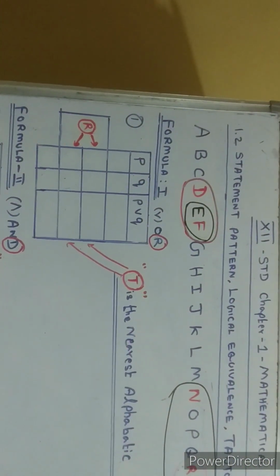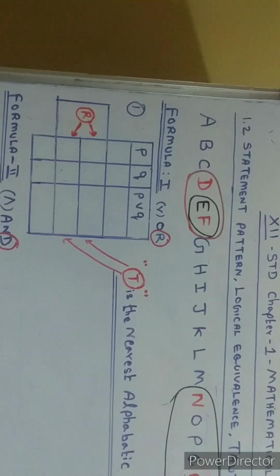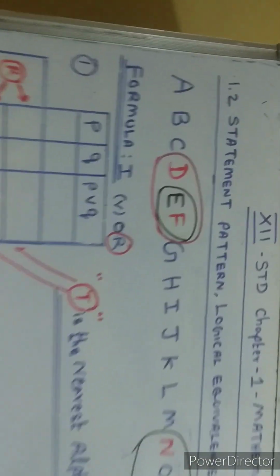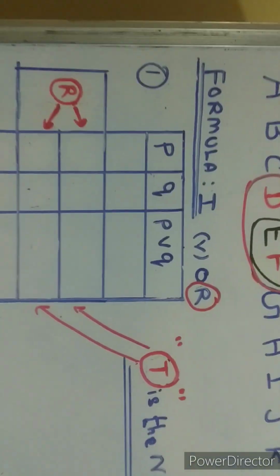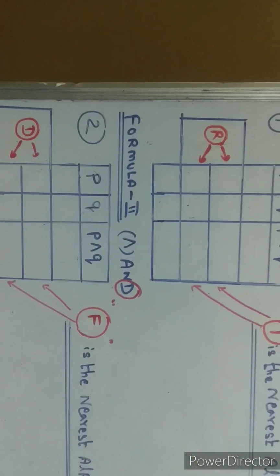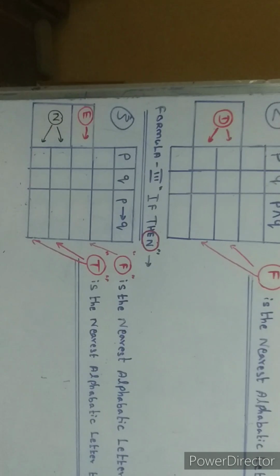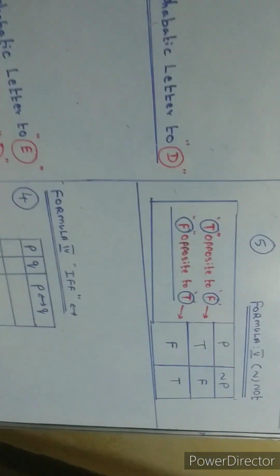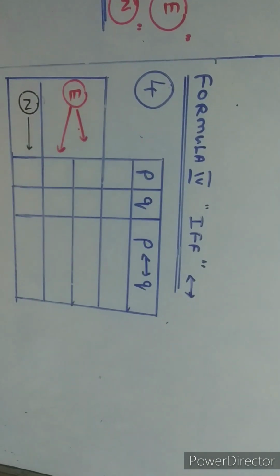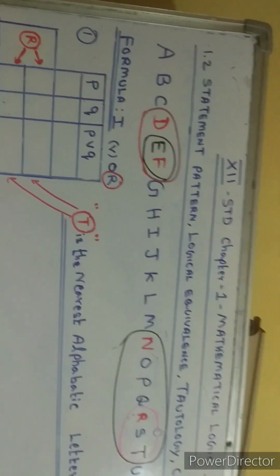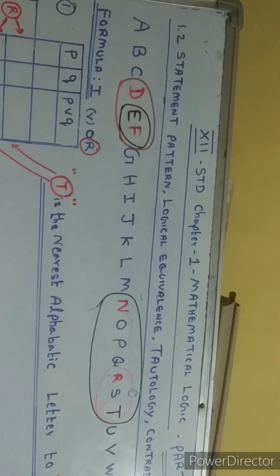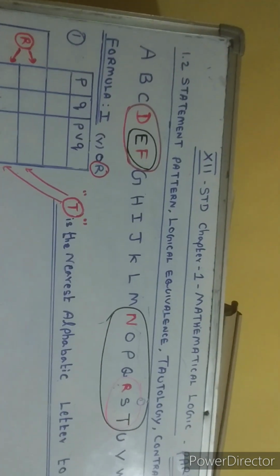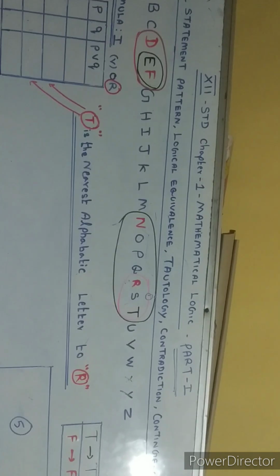The first formula, formula 1, is R, OR. Formula 2 is AND, A and D. Formula 3 is if then. And formula 4 is if. First I have given A, B, C, D up to Z.